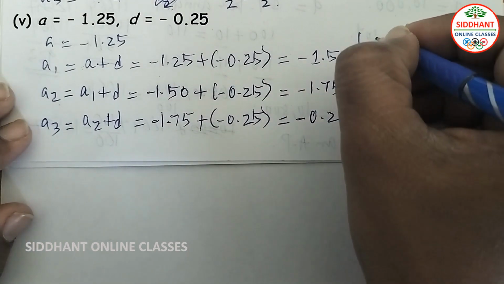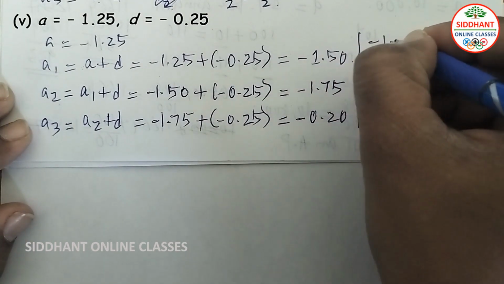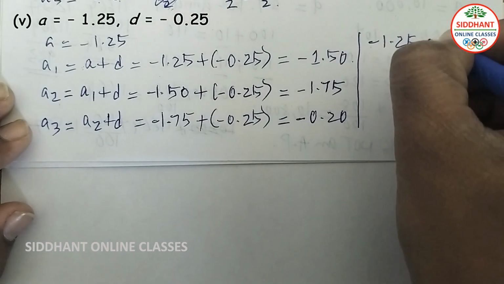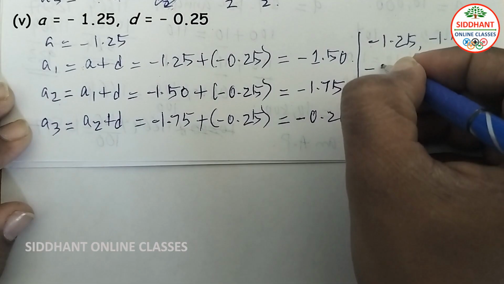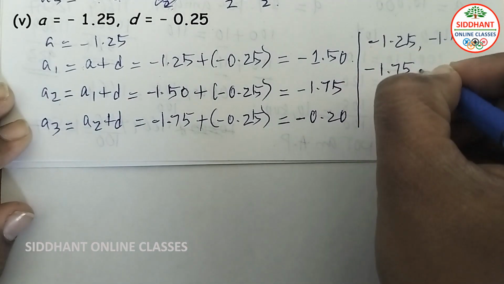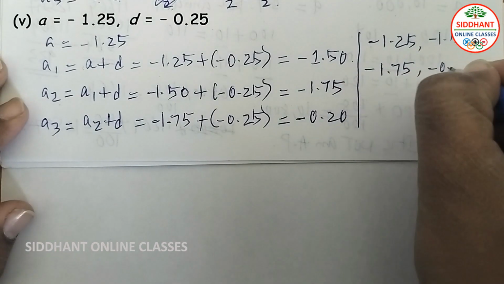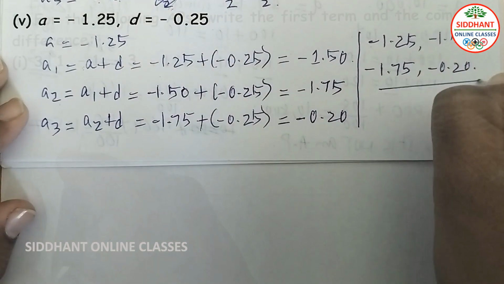So the four numbers are minus 1.25, minus 1.50, minus 1.75, minus 0.20 here.